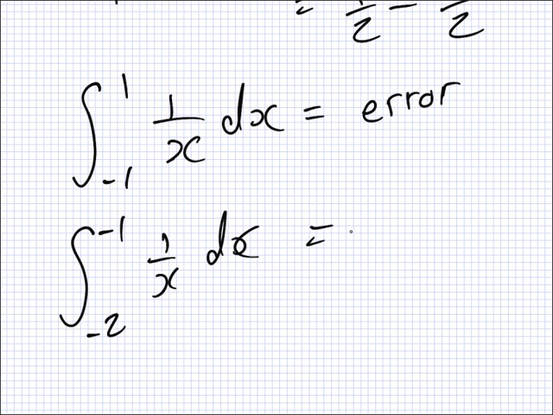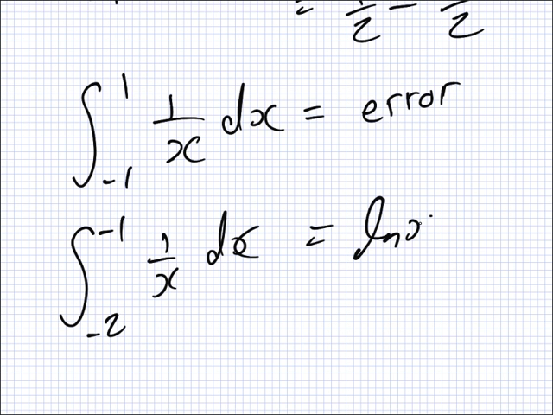Try this one now. Same thing? No? Try it. It should be 0.69. Now, if you're getting the wrong answer, it's because you're using your calculator too much. Did you get 0.69? Exactly. You're not supposed to use your calculator to get the answer.